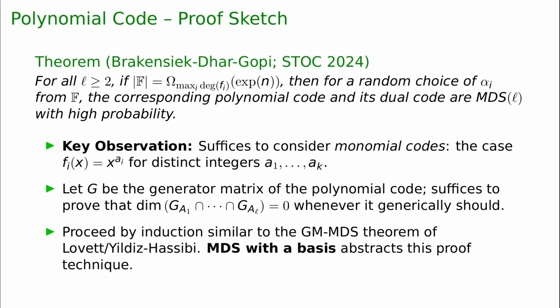To prove this fact, we use an induction similar to the GM-MDS theorem for Reed-Solomon codes, and in particular, in order to abstract their techniques for Reed-Solomon codes, we come up with what are known as MDS codes with a basis, where in addition to the code, we keep track of a basis of vectors. And this is important for porting their inductive approach to our setting.